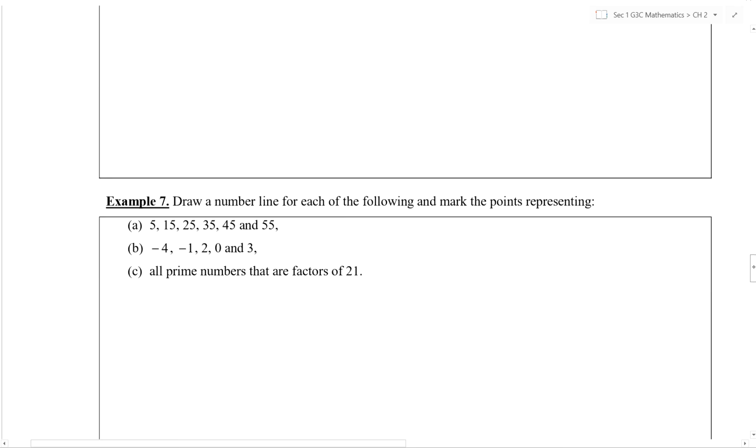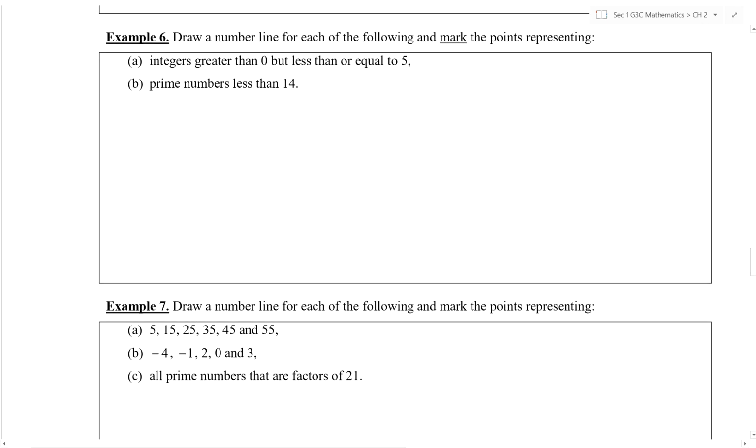Okay, next. Number line for part A. Integers greater than 0 but less than or equal to 5. So draw a number line. Now 0, 1, 2, 3, 4, and 5. This is my number line. Take note that there is an arrow sign over here to show that it continues on and on forever, yes? Okay, I haven't finished yet. This is my number line. I have not marked the points yet.